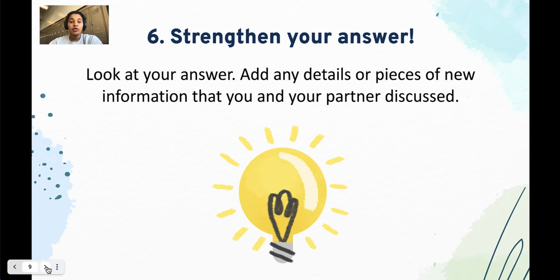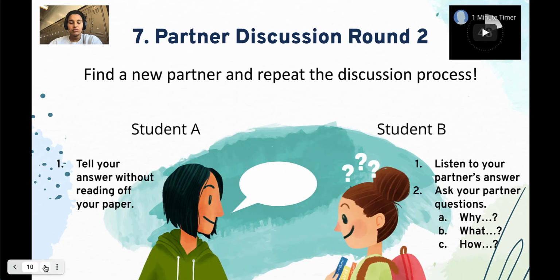Now it's time for both of you to strengthen your answer. You're going to look at the paper where you wrote your answer and add any new pieces of information or any details that you and your partner may have discussed. Okay, now you're going to go into round 2. You're going to find a completely new partner and you're going to repeat the discussion process.